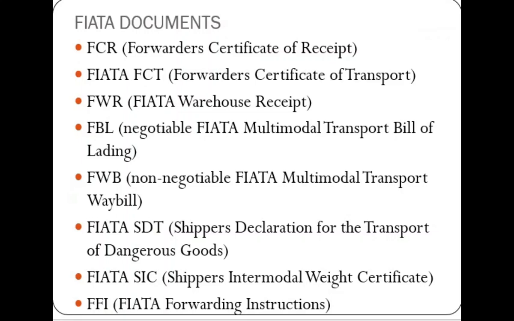There are 8 FIATA documents and forms listed on this slide. First, the FCR, that stands for Forwarder Certificate of Receipt. FIATA FCT, which is Forwarder Certificate of Transport. FWR stands for FIATA Warehouse Receipt. FBL, Negotiable FIATA Multimodal Transport Bill of Lading. FWB, Non-Negotiable FIATA Multimodal Transport Way Bill.